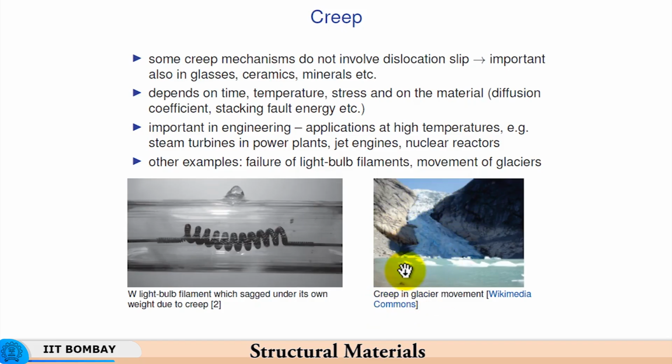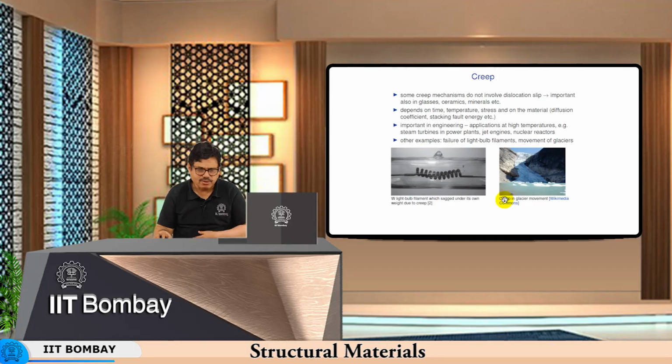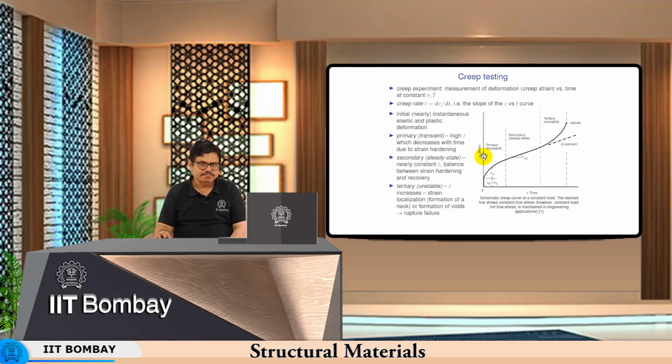Very slow glacier movement takes place as in the case of creep. So, we construct this creep testing curve, and we have the primary transient, secondary which is steady state creep, and tertiary is the unstable creep. Okay. So, in secondary creep, what happens is there is a balance between strain hardening and recovery.